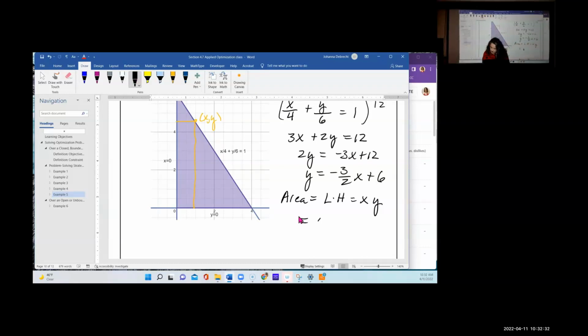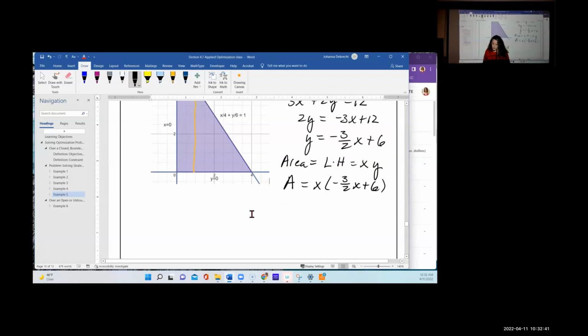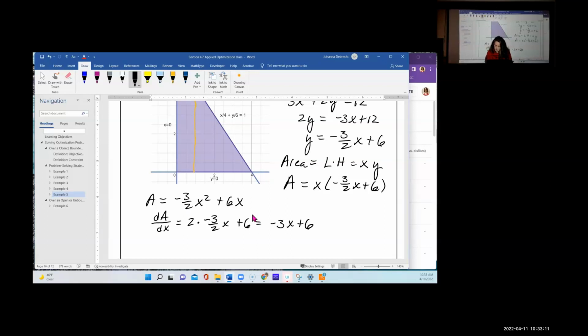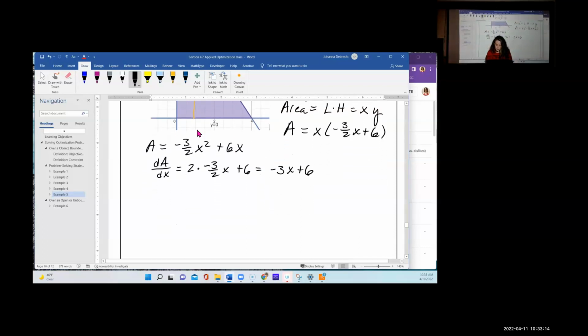So now I have X times -3/2 X plus 6, and this is my area. That gives me area only in terms of X. So I have A equals -3/2 X squared plus 6X. Now I want to maximize the area, so I'm looking for the critical values. So I need to find the critical points by taking the first derivative. So dA/dx is going to be 2 times -3/2 X plus 6, which the 2's cancel, so I get -3X plus 6.